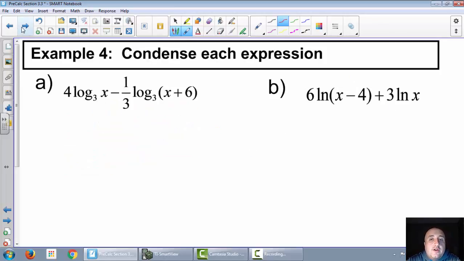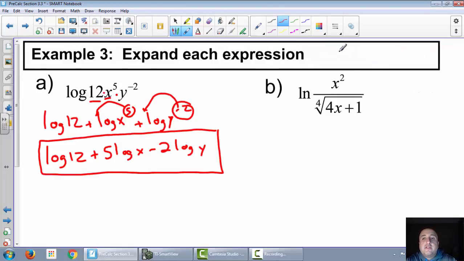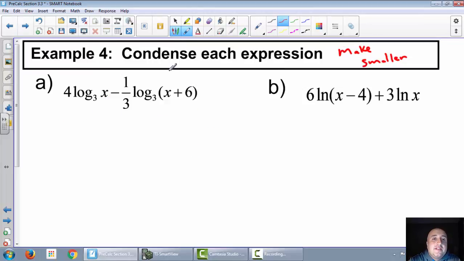Okay, example 4 now. Example 4 says that we are going to condense. Condense means make smaller. And on the last example, you might want to say expand means to make larger. Okay, we're going to make that one larger. Expand means make larger. Condense means make smaller. Okay, so let's do part B this time.